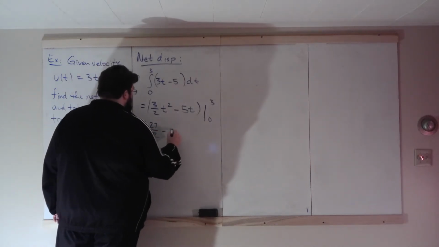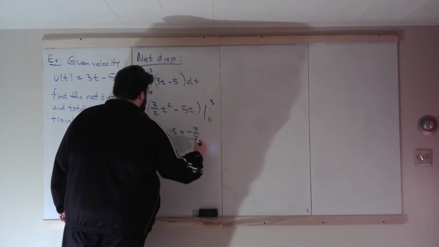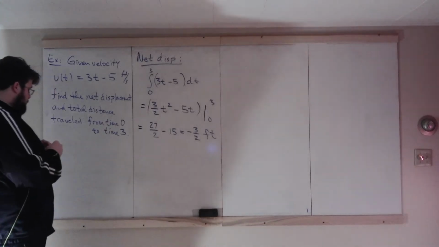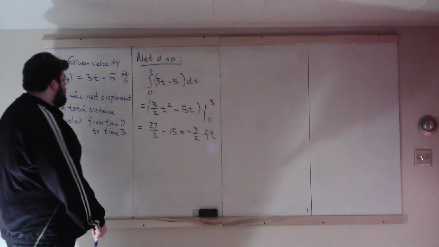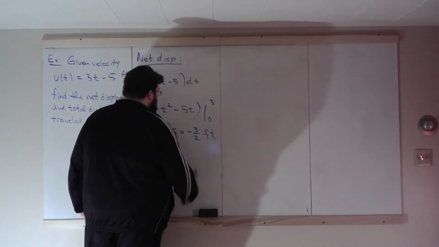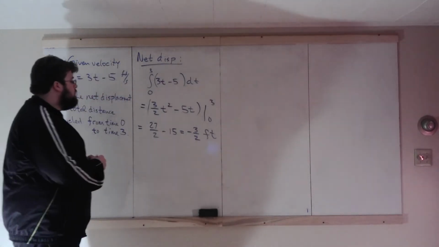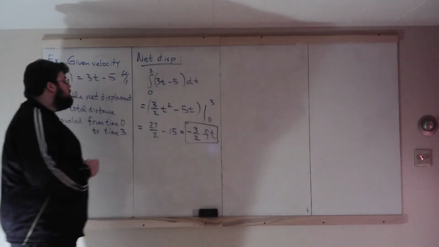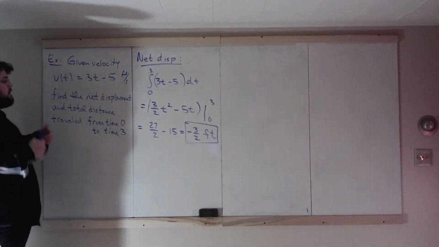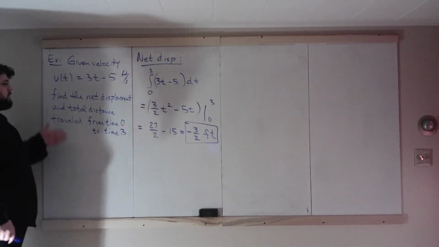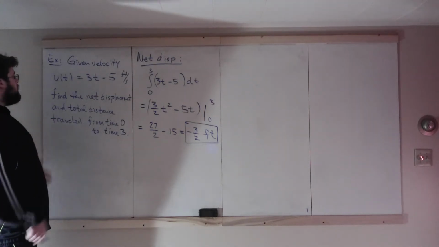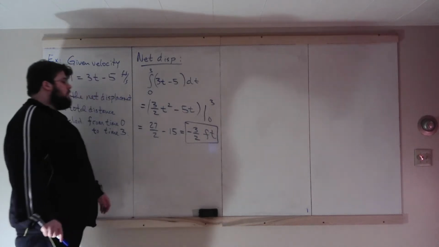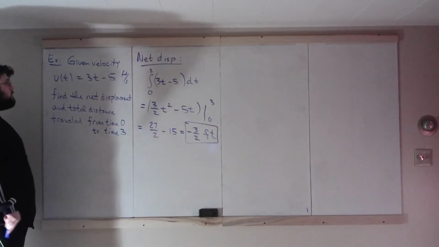Minus 15. 15, of course, is 30 halves. So 27 halves minus 30 halves is negative 3 halves. And our units are feet here. So from time 0 to time 3, whatever this function is measuring the velocity of moves 3/2 of a foot in the negative direction.